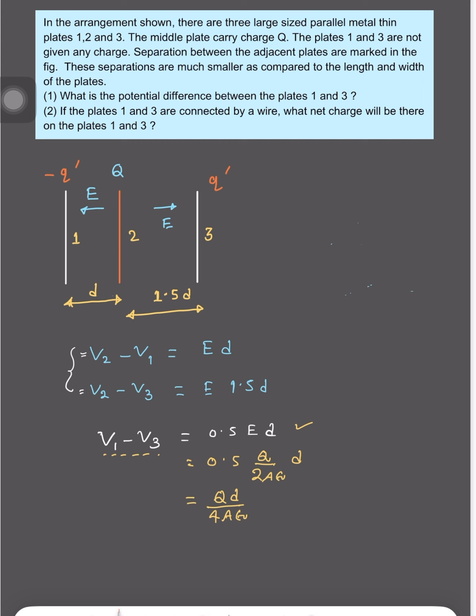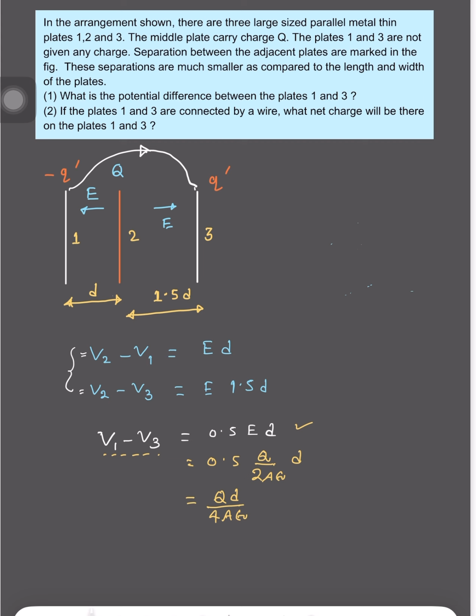And because these two plates are now connected by a wire, the charge must have flown like this. Once they are connected, they will finally acquire the same potential, and in fact to equate their potential, some charge has flown from here to here. And how to calculate it?